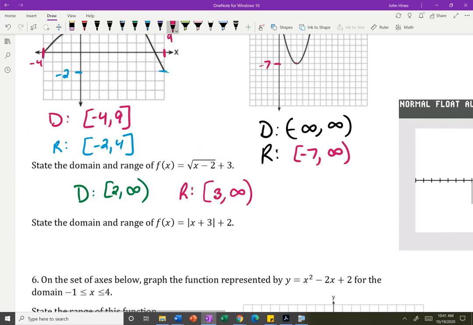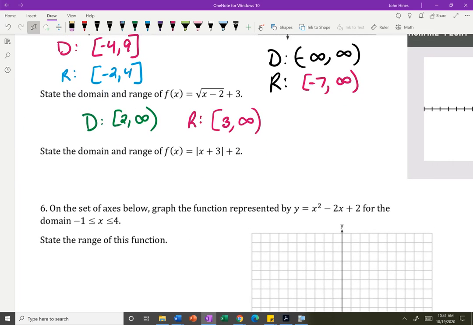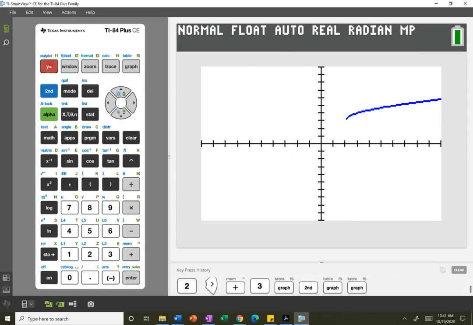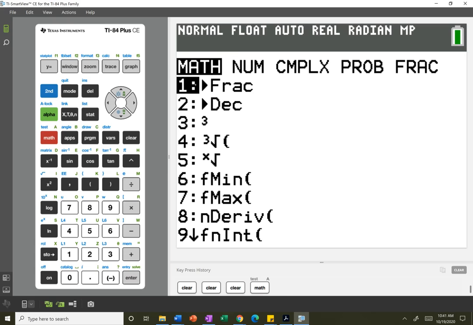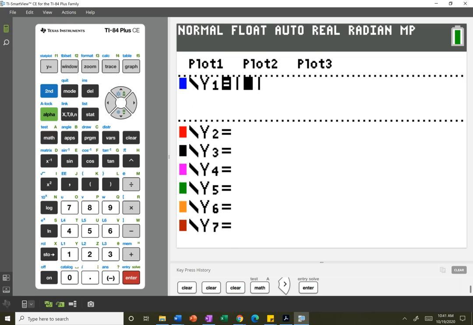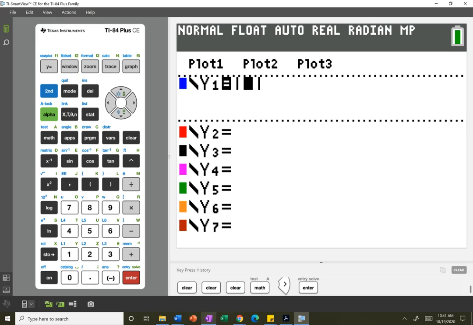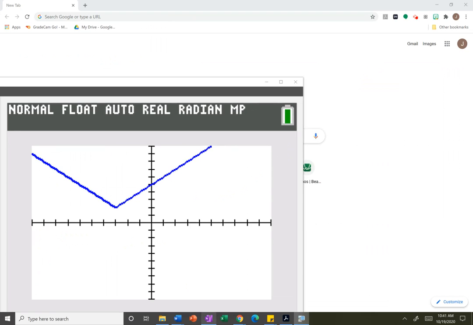Not too bad. Again, when I talk about domain and range, I want to be looking at a graph. So let's do this next one, the absolute value of x plus 3 plus 2. So I need y equals, clear that out, absolute value is in the math menu over the number, there it is. Absolute value of x plus 3, x plus 3 inside, plus 2 outside. So we should get that V-shaped absolute value graph there. There we go. And let's see how I do.